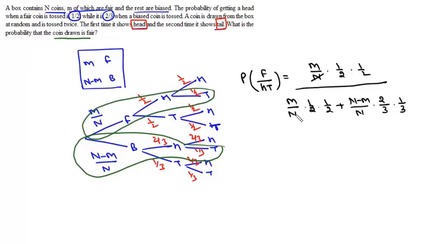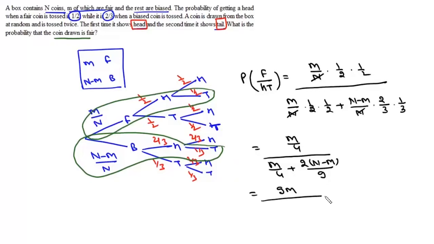Now we can cancel this n with n, so it will be m by 4 upon m by 4 plus 2 into n minus m by 9. Now we simplify this, and we'll get 9m upon m plus 8n, and this is the required probability that we are looking for.